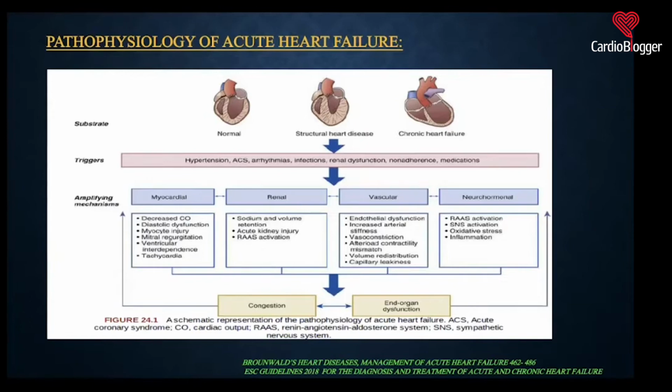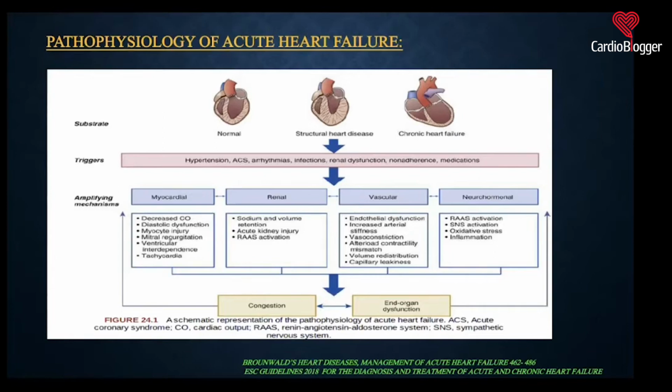The most common precipitating factor is infection. What does the infection do? It causes tachycardia, and because of the tachycardia, it decreases the diastolic time, and because the diastole is reduced, the LA pressure increases, which causes pulmonary edema. So sepsis is the most common precipitant of an acute heart failure. The next most common precipitant is atrial arrhythmias, most commonly atrial fibrillation, and other arrhythmias can also trigger heart failure.